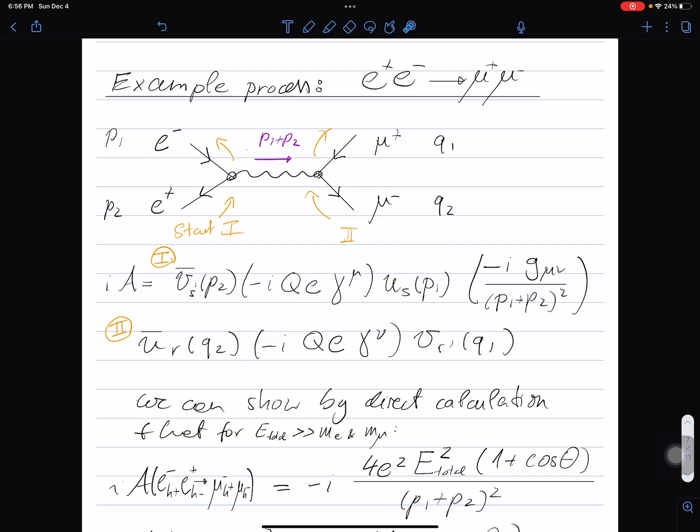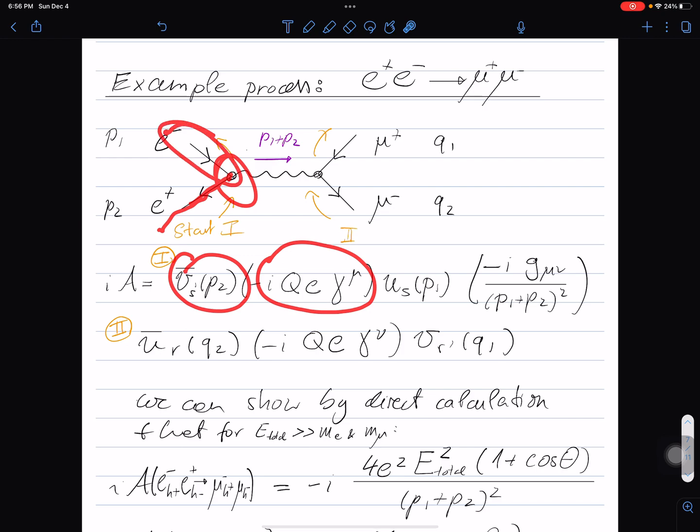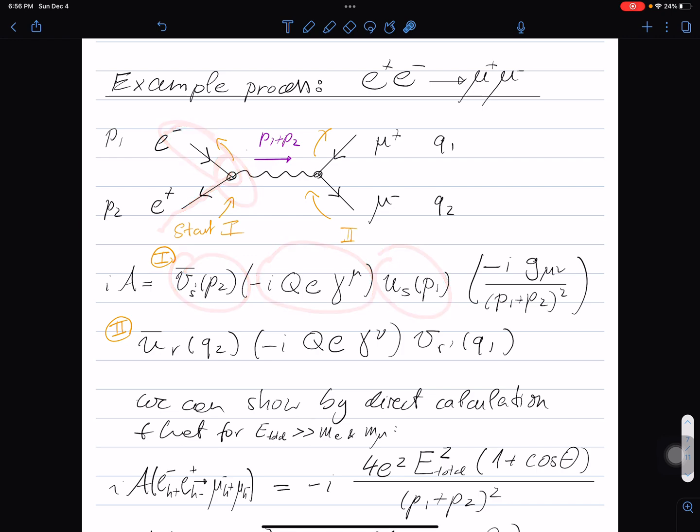Let's start here with the positron. So we have an incoming positron, and we go against the arrow. So we have v bar, as we said, times now the vertex, which is Q e gamma mu here, and an incoming electron, which gives us a u without a bar. Now we have a propagator here, the Minkowski metric tensor divided by the momentum squared, and the momentum is (p1 plus p2) squared.